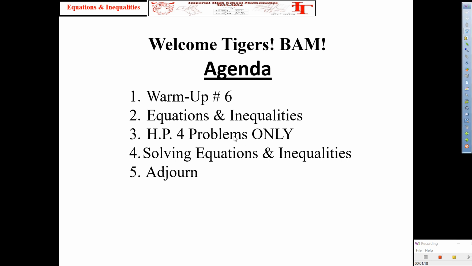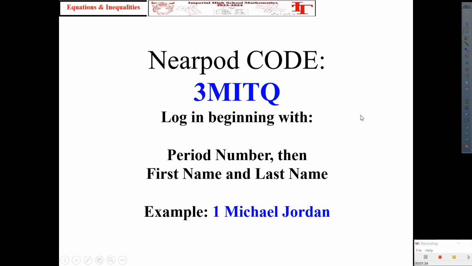All right, so once again, warm-up number 6, equations and inequalities. Your homework is 4 problems only, which is solving equations and inequalities, and we will be done. For the presentation, for you to open that at home, here's the code. Write that down: 3MITQ. So in case you missed a slide or whatever the case, go to Nearpod, log in.